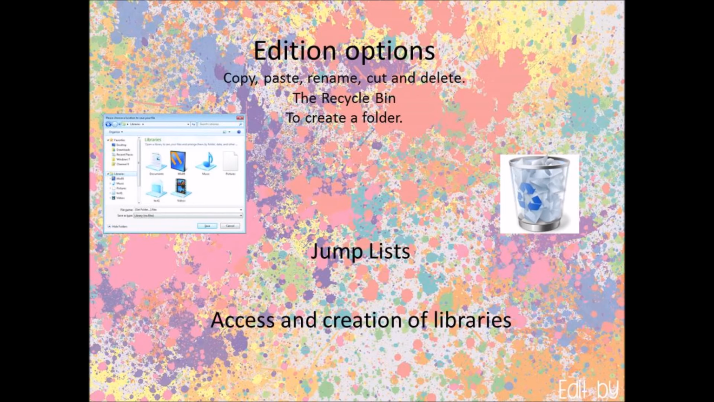Another one of the basic tasks of Windows 7 are the edition options that are copy, paste, rename, cut, and delete, the recycle bin, and how to create a folder. And Windows 7 has the jump list and the access and creation of libraries.